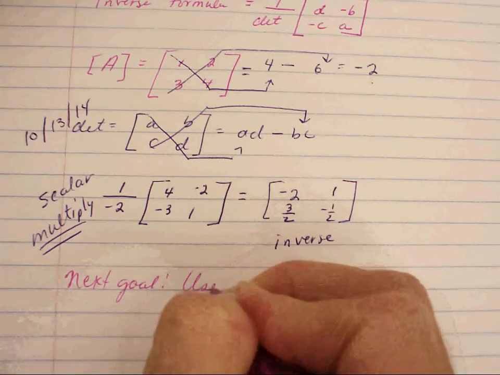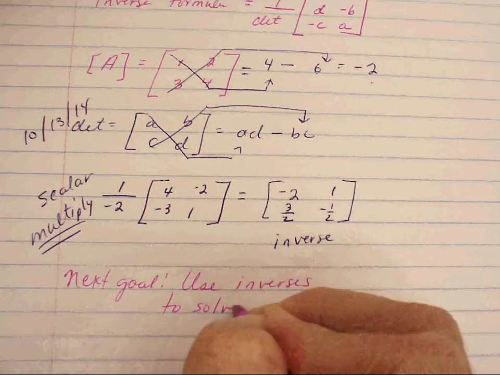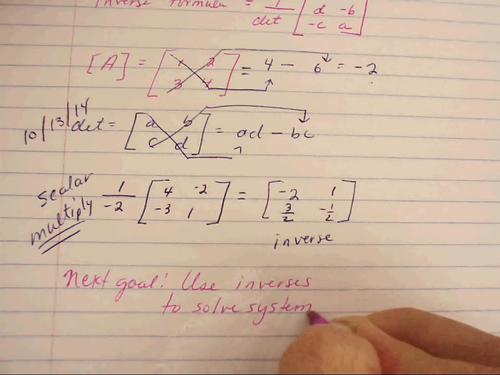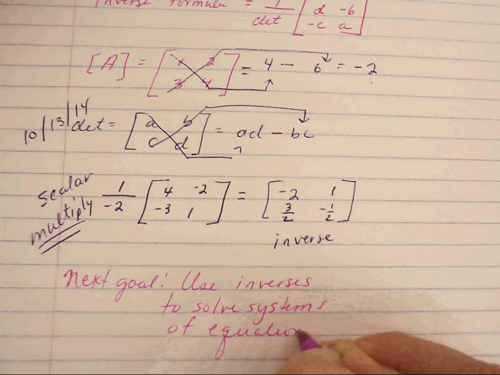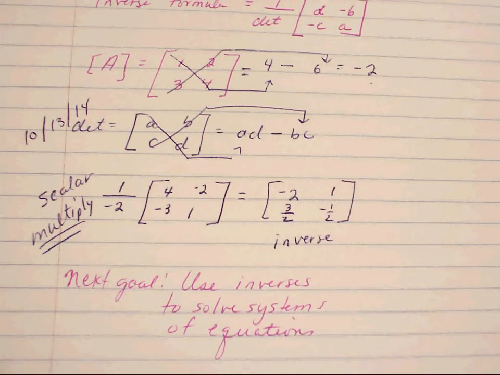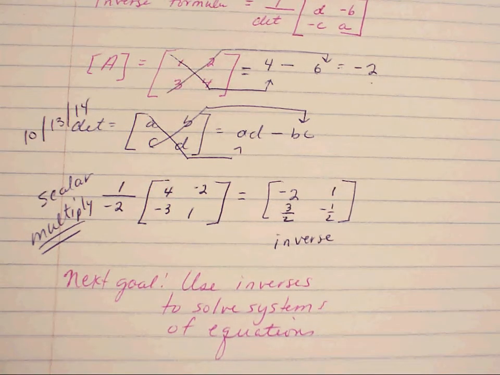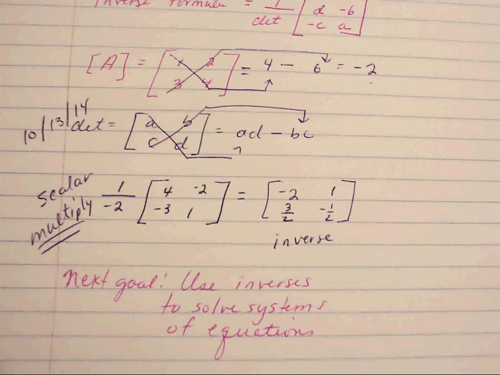Now, why do we learn to do inverses? Because our next goal is to use inverses to solve systems of equations. There is a goal out there, there's a reason you learn to add, subtract, multiply, scalar multiply, find the determinant, and find the inverse.